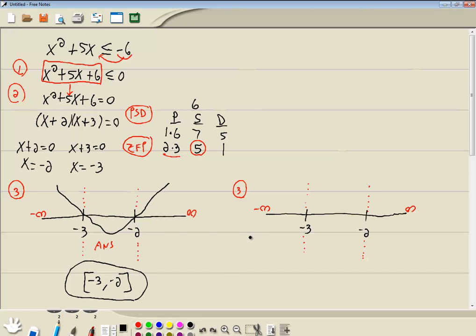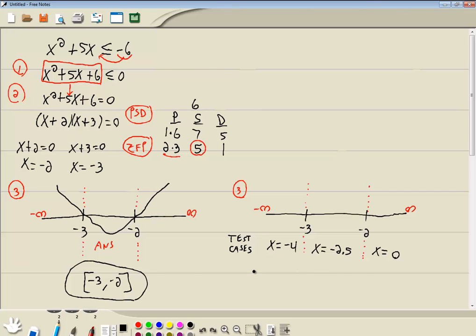What we want to pick is test cases in each interval. So we want to pick a value between negative infinity and negative 3, like negative 4. We want to choose a value between negative 3 and negative 2, like negative 2.5. And then we want to choose a value greater than negative 2, like 0. Now we want to plug these back into our original inequality and see whether it's true or false.